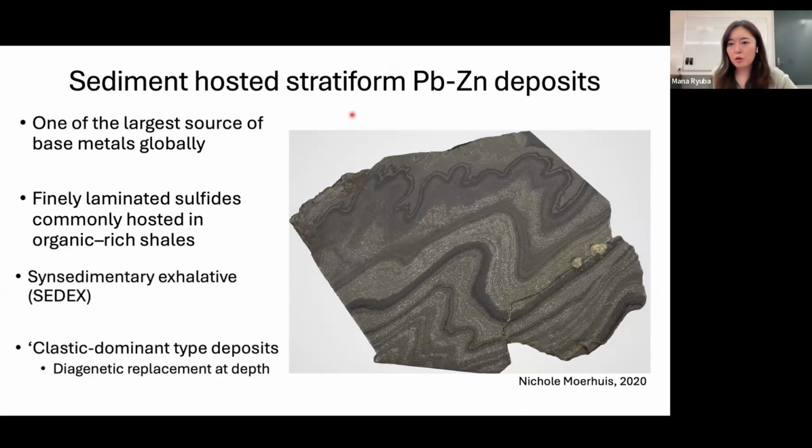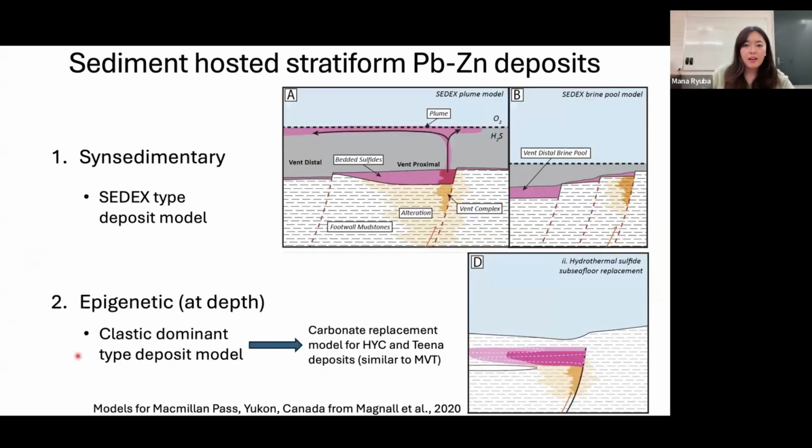I've used the term stratiform quite deliberately because there are a few models to explain how these deposits form. Probably the most well-known is the sedimentary exhalative, or SEDEX type deposit model, and the other is the clastic dominant type deposit model. You can categorize these two as a sedimentary model and an epigenetic model.